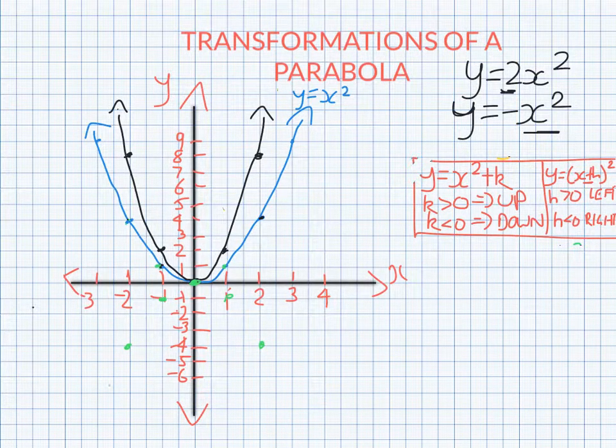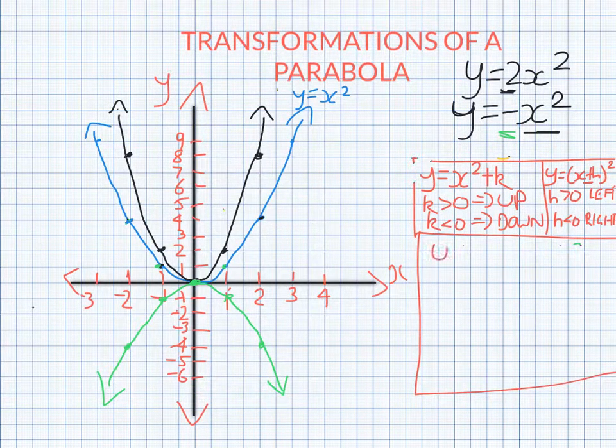So the parabola is going to look like this. It's going to look exactly like the blue, except inverted, turned upside down. So when the number in front of x squared is negative, then it inverts the parabola. So that's our last transformation we need to go through.